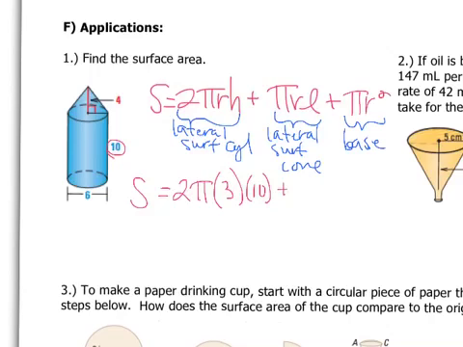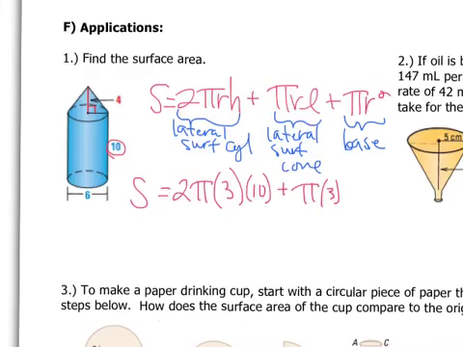The lateral surface of the cone, the next part, we have pi times radius. What's the radius of the cone? 3. Now we need slant height. We need slant height. You remember from before break how we can find slant height of a cone? Taylor?